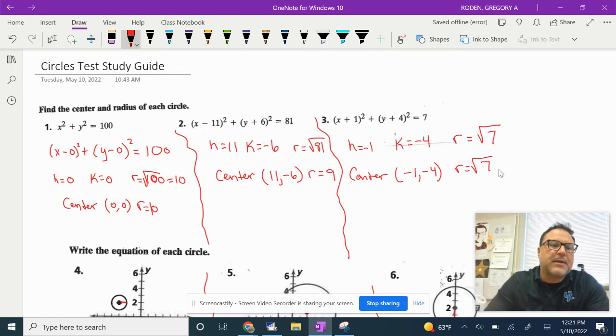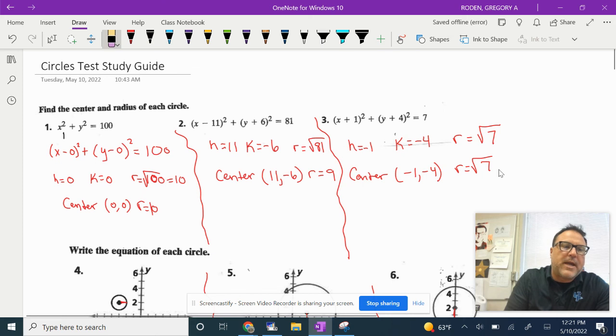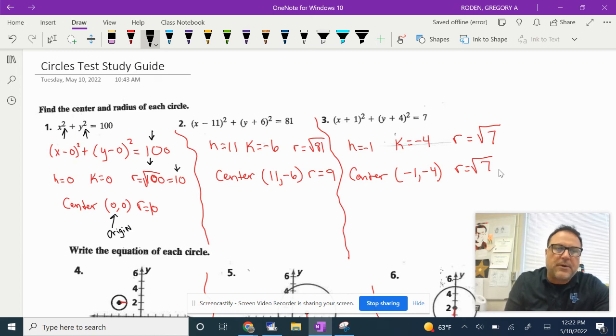Well, we know that if we look at this, let me just get my highlight. So I know that in this case, h is going to be 0 because we're not adding anything to the x squared. And k is going to be 0 because we're not adding anything to the y squared. So we know that we're going to have x minus 0 squared plus y minus 0 squared equals 100. But then to find the radius, we have to take the square root of 100, which gives us 10. So our center is going to be at the origin, 0, 0, and our radius is going to be 10.